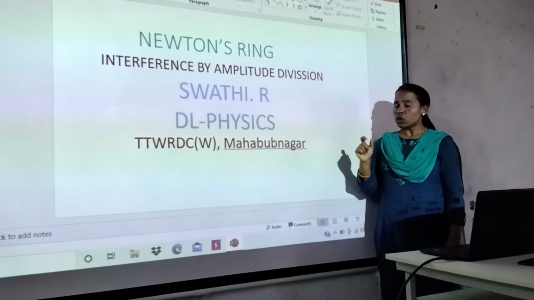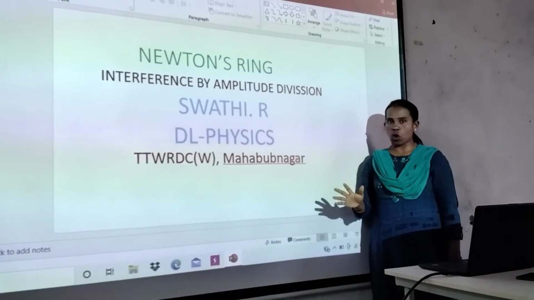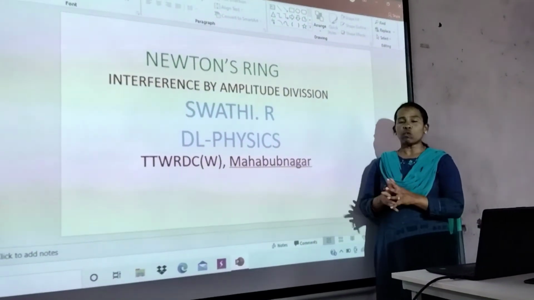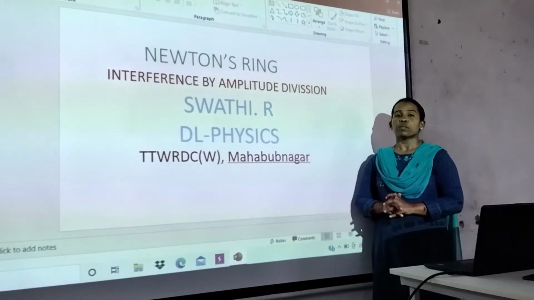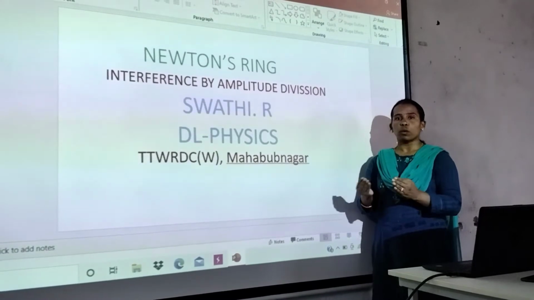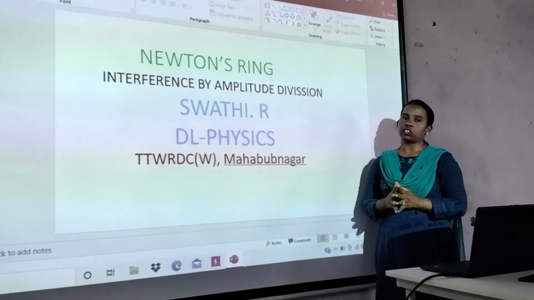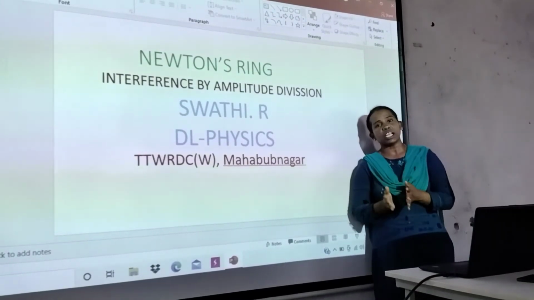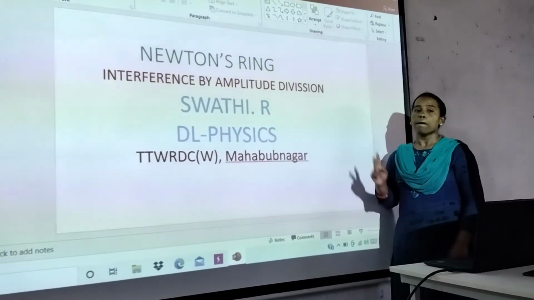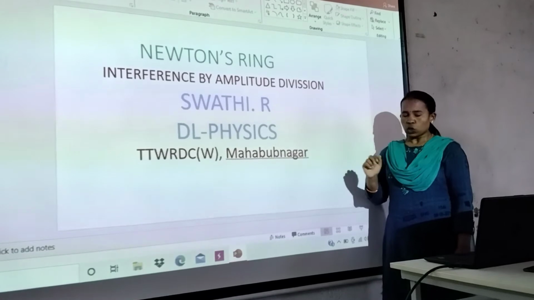So let us start with the basic definitions of monochromaticity and coherence. Monochromatic means that if two waves have the same frequency, they are said to be monochromatic. We can obtain monochromatic waves with the help of a sodium vapor lamp or laser sources. Coherence is nothing but maintenance of a constant phase difference between two waves.